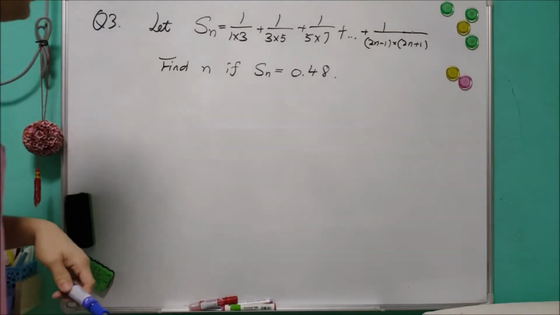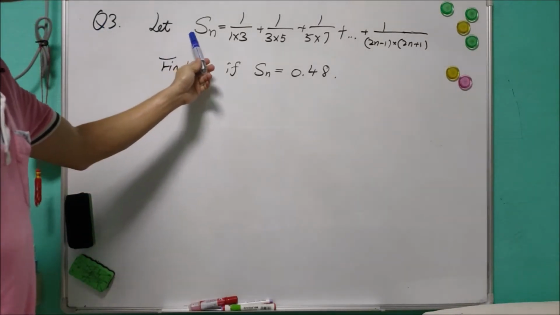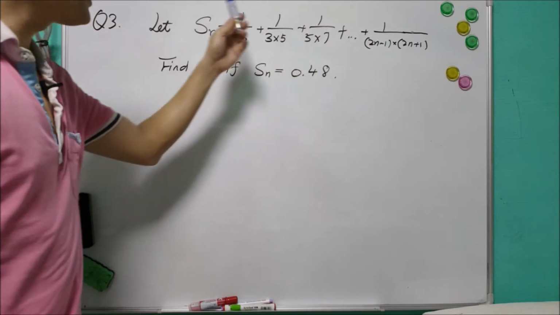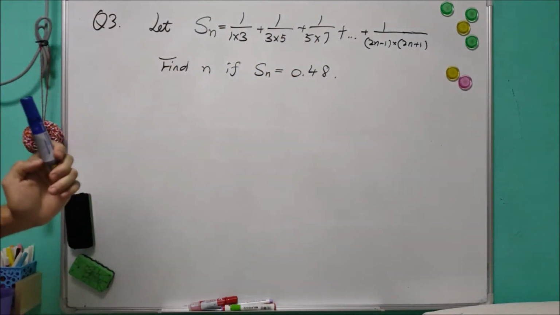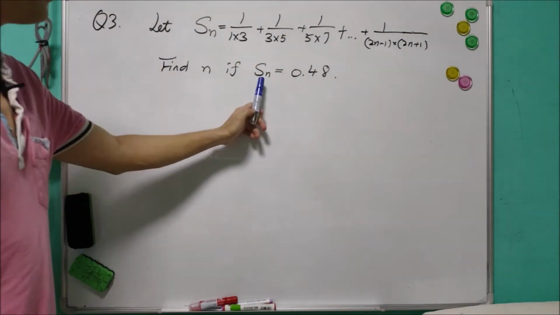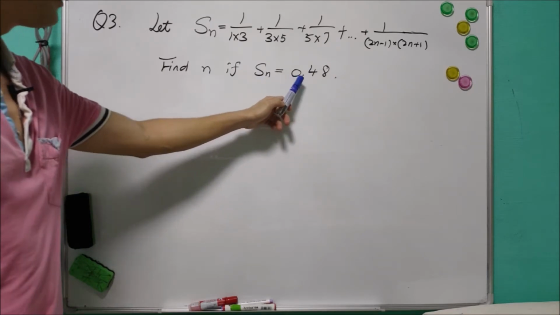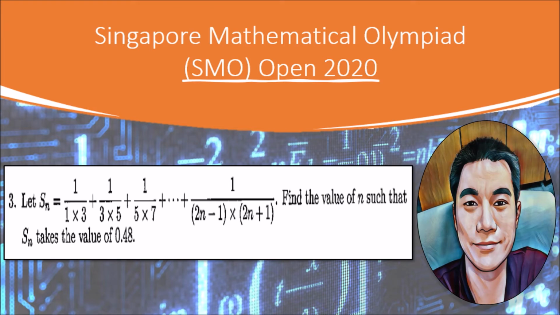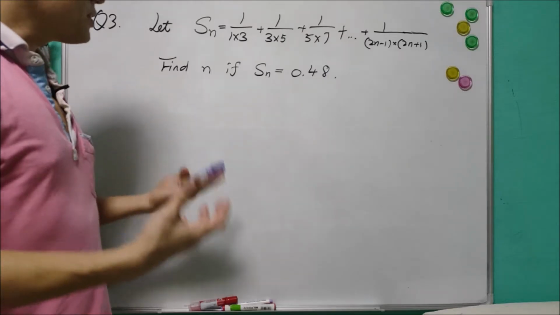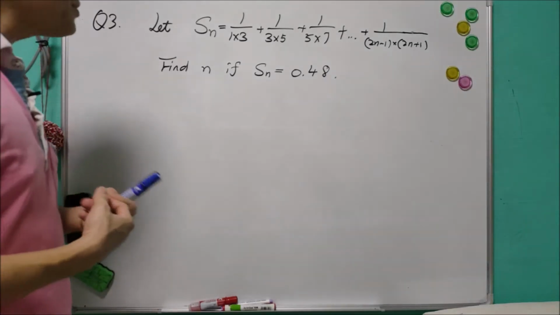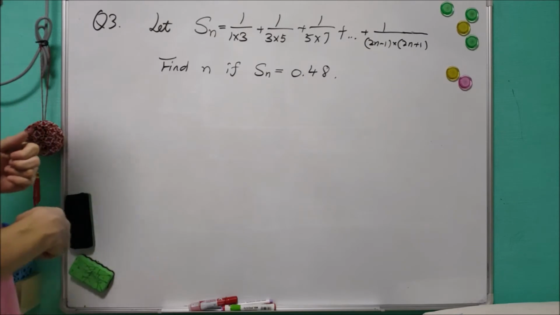Okay, this is question 3. Given that the expression here can be represented as Sn, find the value of n if the value of Sn is equal to 0.48. We have seen this type of question a few times, so it's not difficult to deal with that.